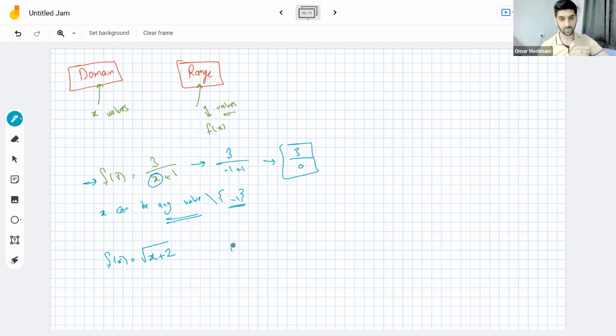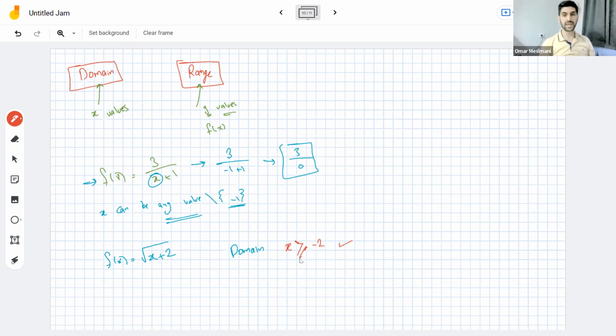I'm going to say the domain right now. Who knows what the domain is? All real numbers except x less than -3. I'm going to say any number greater than or equal to -2. Any number greater than or equal to -2, I'm okay with it. But any number less than -2, I'm not going to be okay with it.